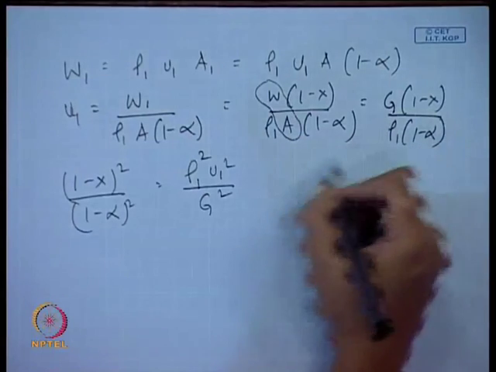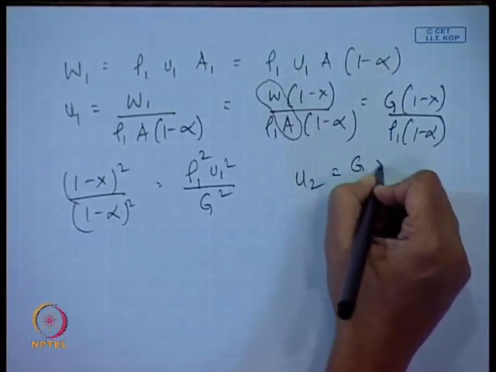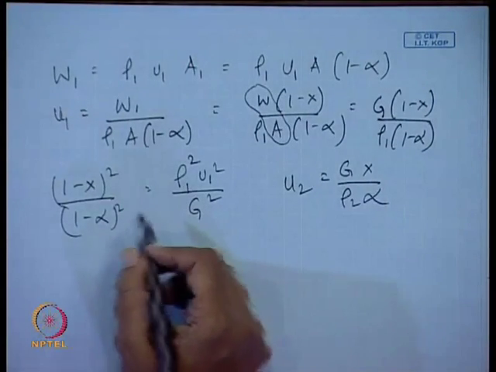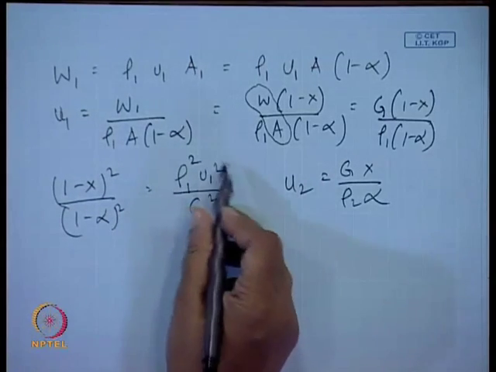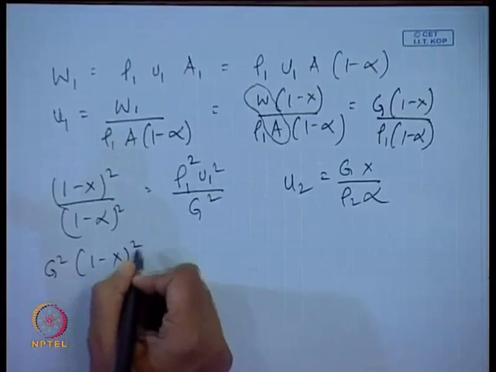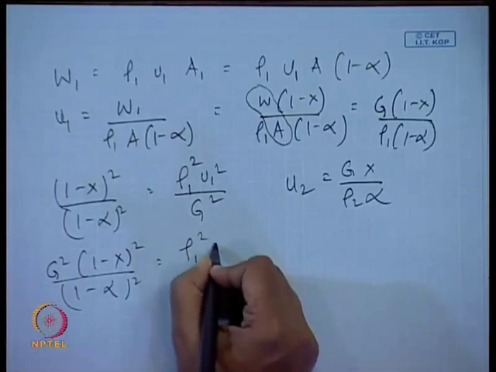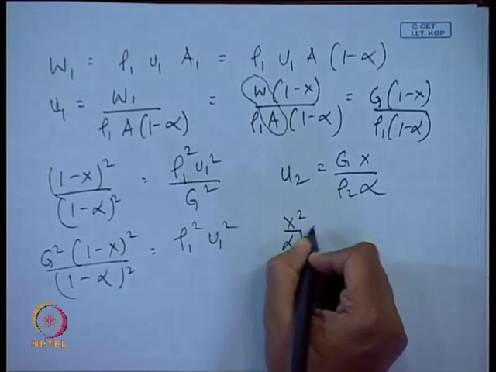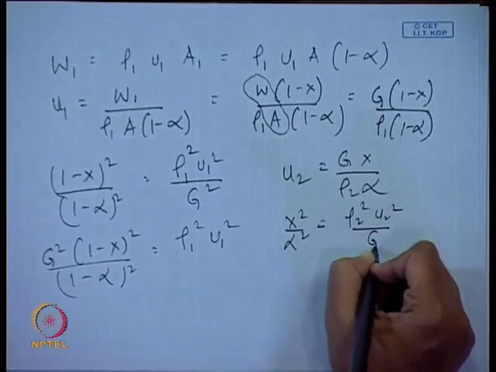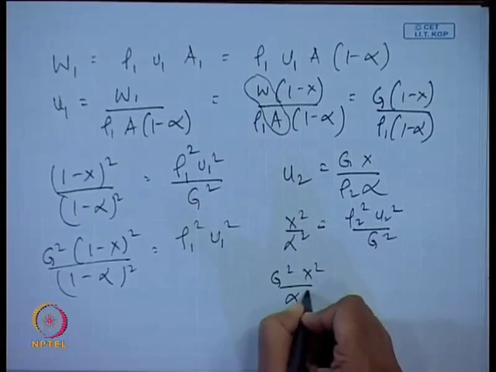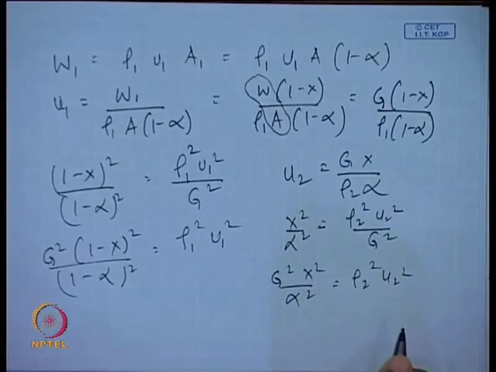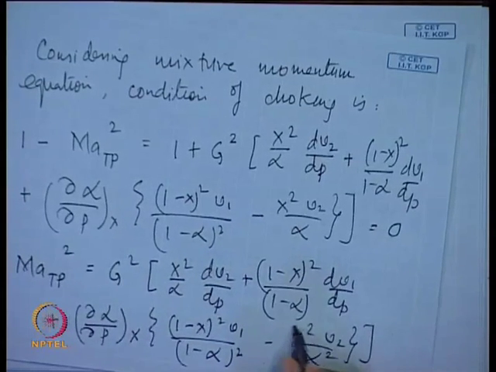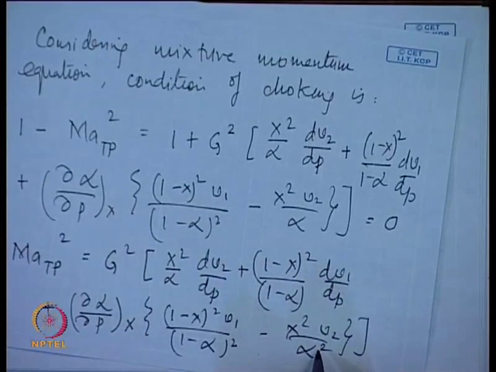Okay. Similarly, just like we have written an expression for u1, u2 also we can write it down, it is just g x by rho2 alpha, right. If we derive it for 1, the other one becomes very easy. So, therefore, from here we have got (1 minus x) whole square by (1 minus alpha) square in this particular form, or in other words g square into (1 minus x) whole square by (1 minus alpha) square equals rho1 square u1 square, correct. In the same way we would like to get x square by alpha square, it is nothing but rho2 square u2 square by g square, and similarly g square x square by alpha square equals rho2 square u2 square. Okay. So, therefore, here g square into (1 minus x) whole square, this particular term we can substitute, and x square by alpha square into g square, this particular term we can substitute, correct.